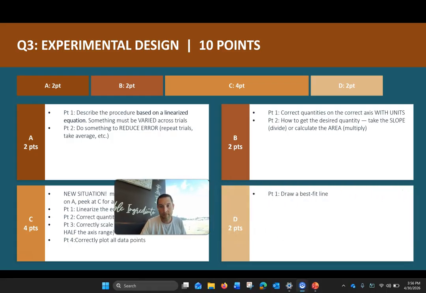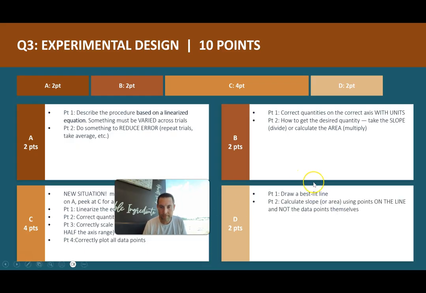For point 4, 1 point for drawing a line of best fit. It's probably going to be a straight line because of the linearization that we're doing. So a straight line, make sure you use a ruler. Make sure your line of best fit represents an average of the data. Have as many points above the line as you have below the line. They're not all going to fit on the line. And then calculate the slope will be the last point, or the area, I suppose, using points on the line, not data points. That's it. You can do it.